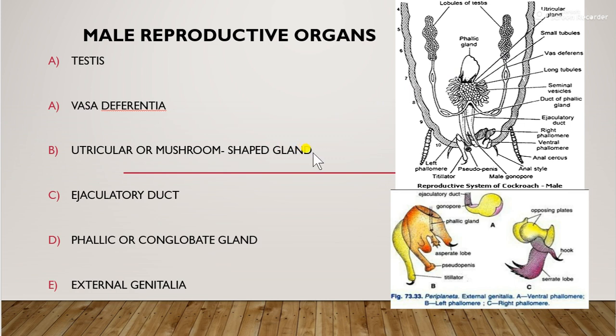Now we see the third organ of male reproductive system, that is the utricular gland. It is a mushroom-like structure. It is a large accessory reproductive gland, white and situated at the junction of vas deferentia with the ejaculatory duct. Okay. And it has a mass of tubules of three kinds, that is peripheral long tubules or utricular majors, and the central tubules are small short tubules.